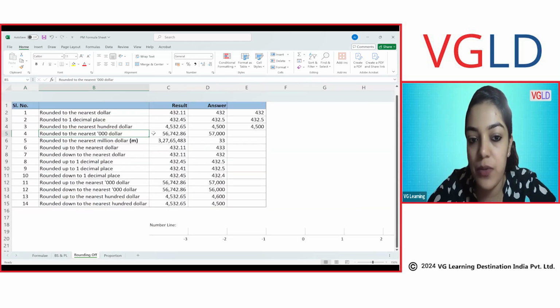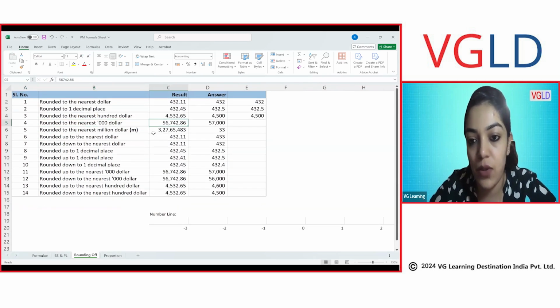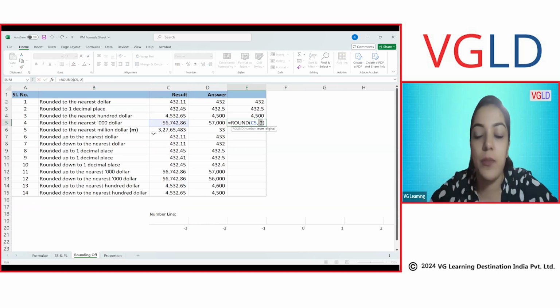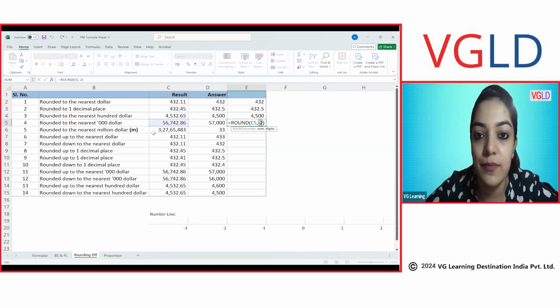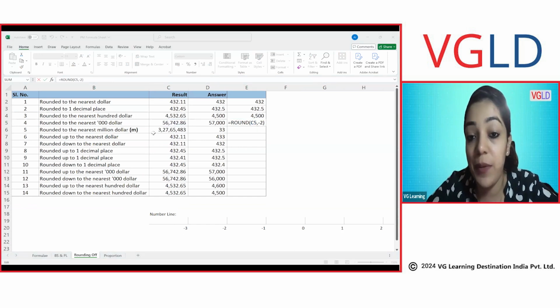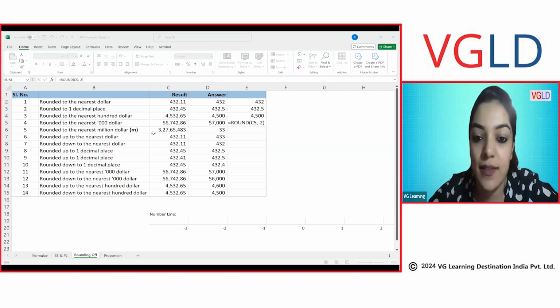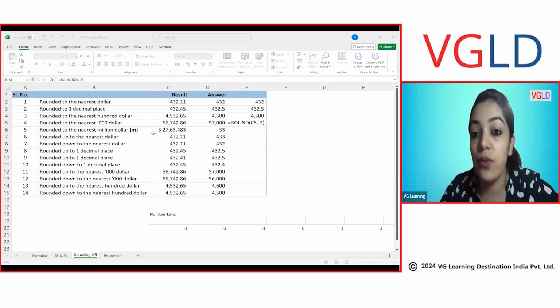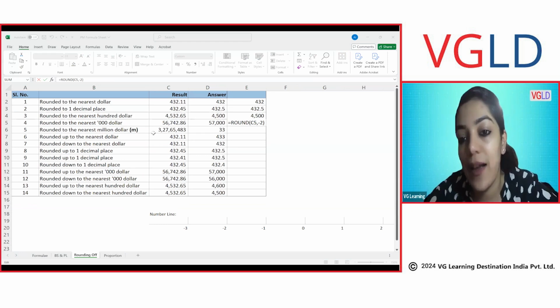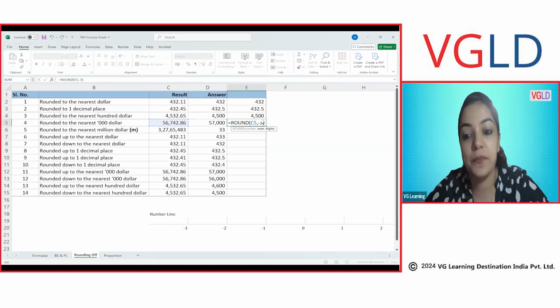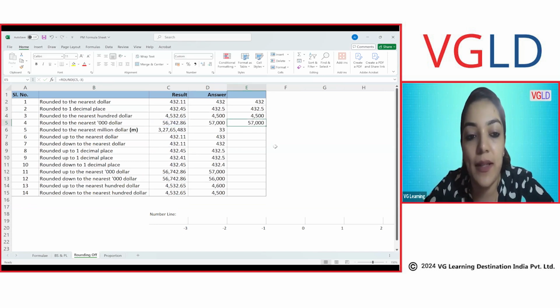56,742. I have to round to the nearest $1,000. What will I put inside the bracket? What should I put here? If I put 3, so Pratik, I'll get the answer up to 3 decimal places. I have to go to the left. So I have to put -3. Very good. So this will be -3.